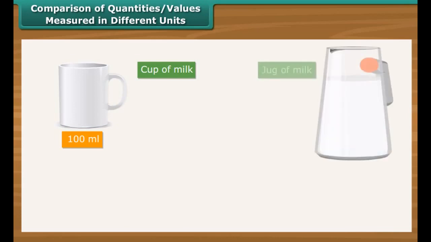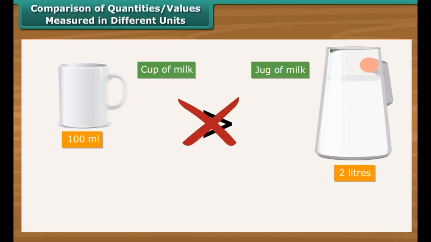Vinita has 100 milliliter of milk in a cup and 2 liters of milk in a jug. 100 is greater than 2. Can we say that the quantity of milk in the cup is greater than the quantity of milk in the jug? No. The reason is, the two quantities are measured in 2 different units and hence cannot be compared. What should we do to make them comparable? We should express them both in the same units.